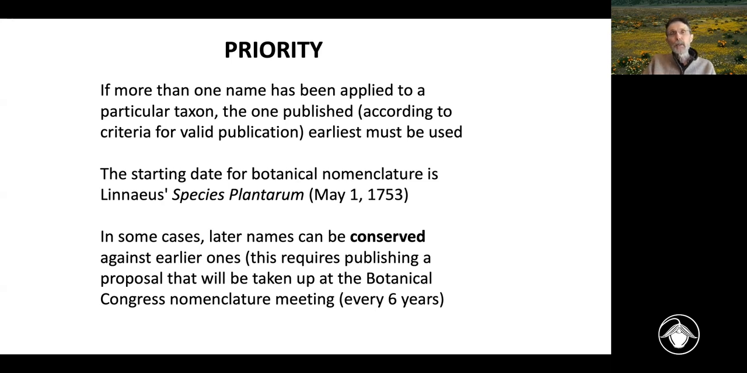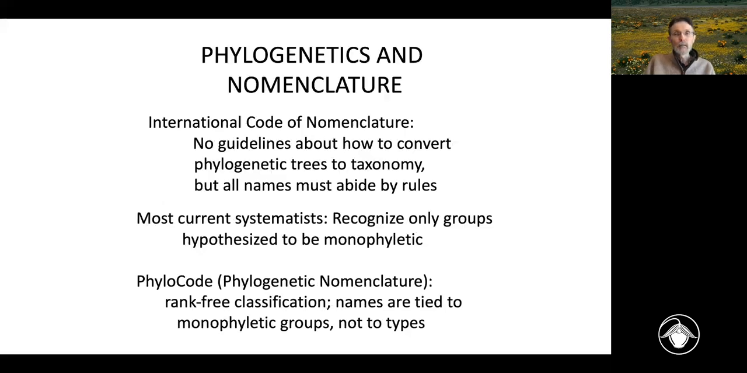But this requires submitting a proposal to the journal Taxon, published by the International Association for Plant Taxonomy, which basically oversees the Botanical Congress that's held every 6 years. And then it's taken up by committees that make recommendations, and it's finally either denied or instituted into the code at the Botanical Congress. And so getting back to monkey flowers, there could be a situation where a proposal could be put in to conserve that name with a new type, but it hasn't happened.